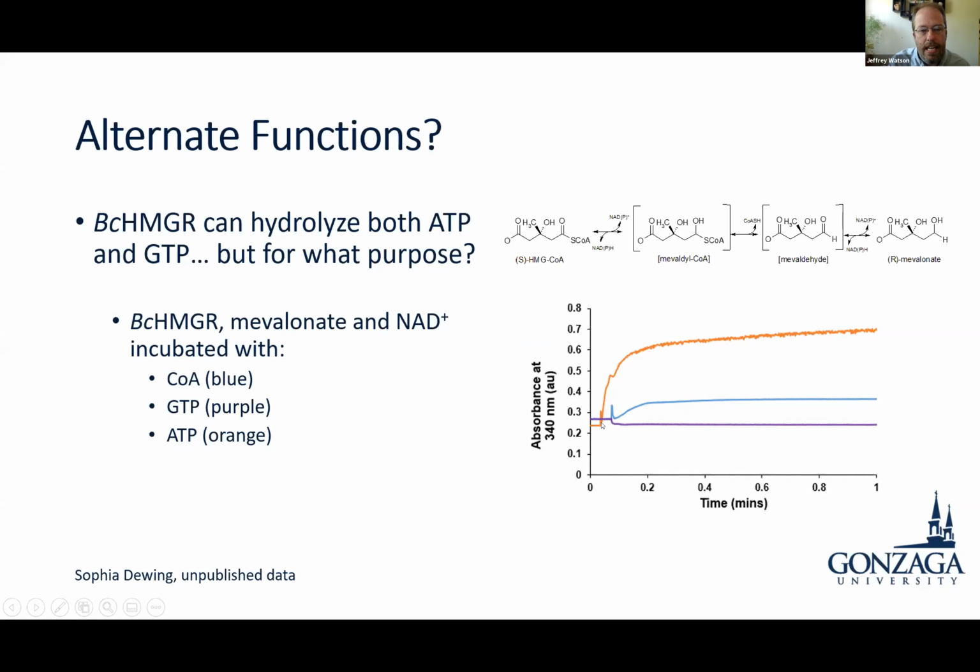So as you can see, adding CoA results in an increase in NADH production, as we would expect. That's the normal reaction. Adding GTP is the curve in purple here. It does nothing at all, even though GTP can be hydrolyzed in this situation. ATP, on the other hand, demonstrates a dramatic increase in production of NADH, far more than you get from what's considered the natural substrate, coenzyme A.